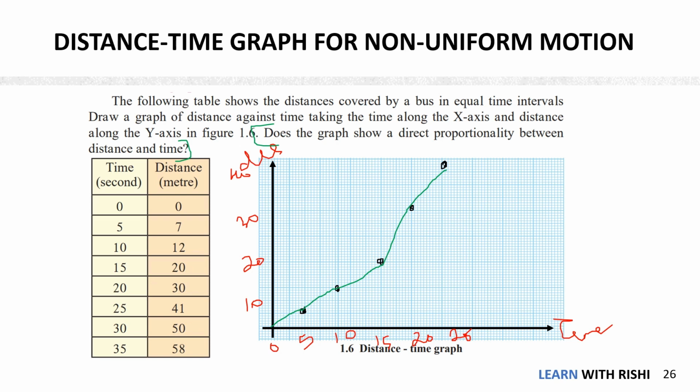So the distance versus time graph for uniform motion is a straight line, while the distance versus time graph for non-uniform motion is not a straight line. This is the conclusion we can draw.